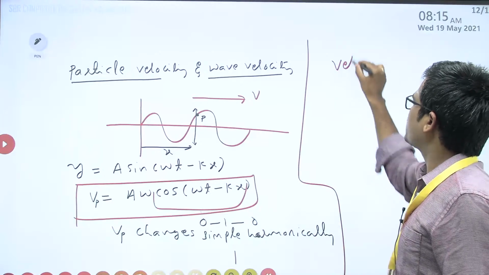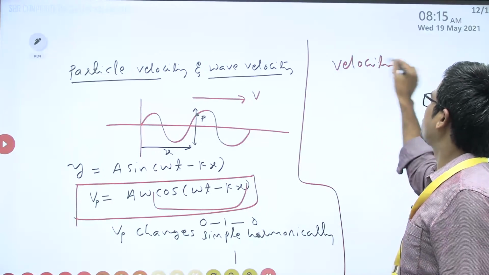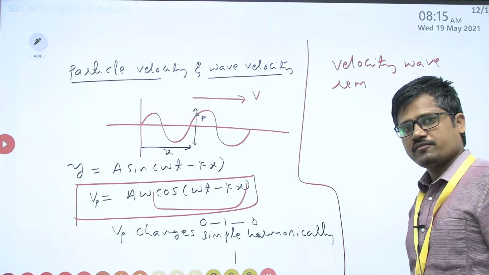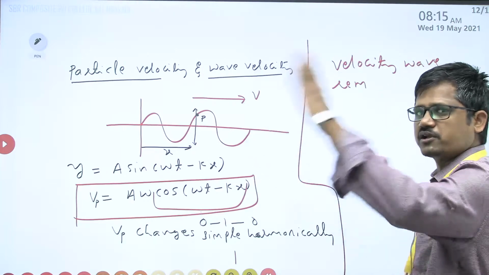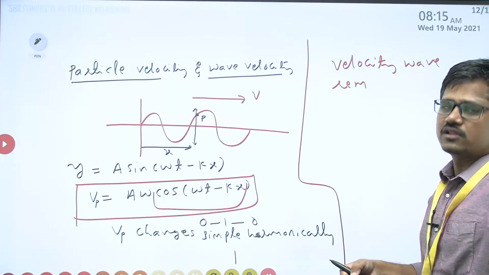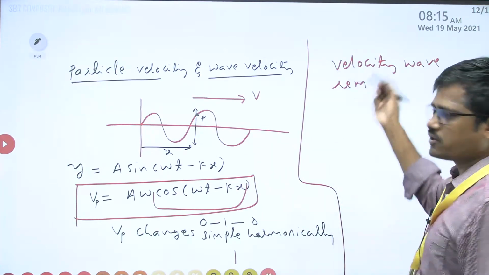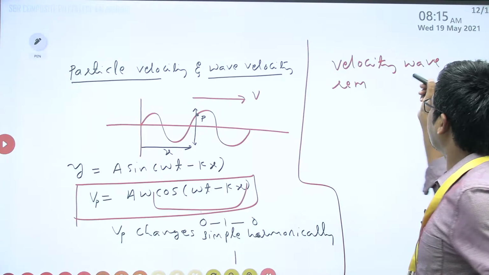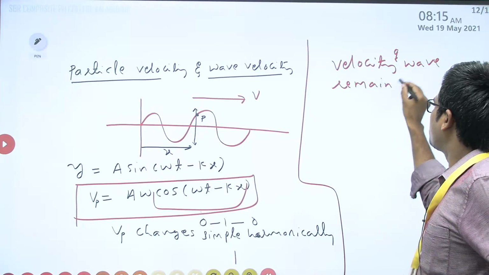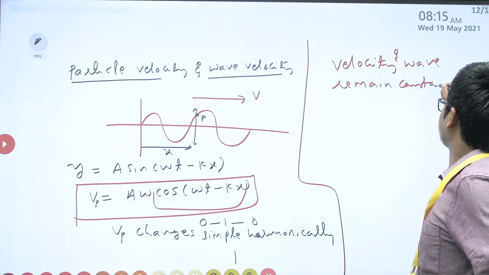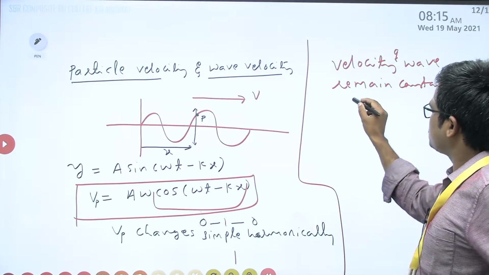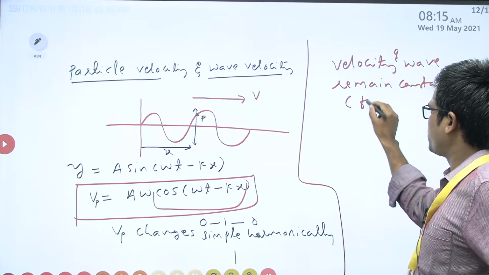The velocity of the wave will remain constant for a given medium. The velocity of the wave remains the same in a given medium, like in water. At every place the speed of the wave will be the same. It depends on the medium. So in a different medium the velocity of the wave will be different. So therefore I could say that in a given medium the velocity of the wave remains constant, for a given medium.